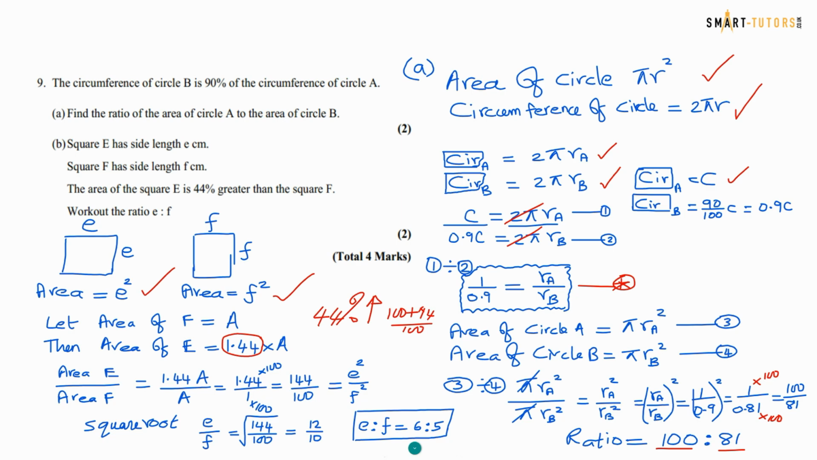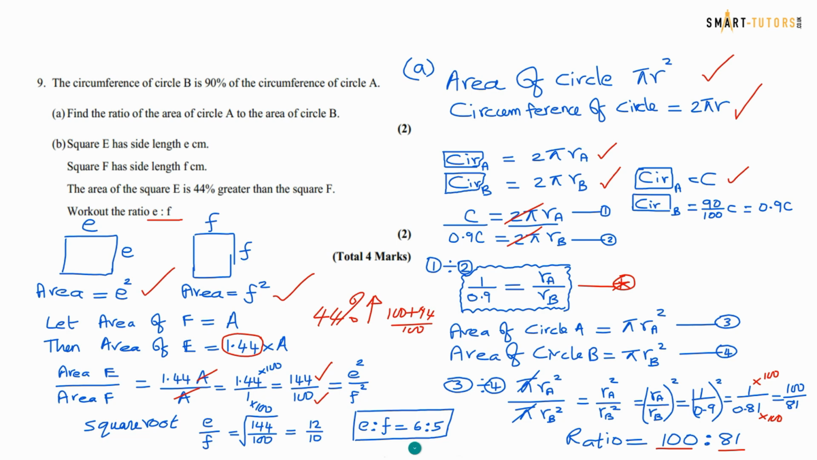So if you divide area E by area F, you may ask why you are dividing, because they ask the ratio of E to F. So area E divided by area F is 1.44A divided by A, and the A's cancel. So 1.44 over 1 times 100 is 144 over 100.